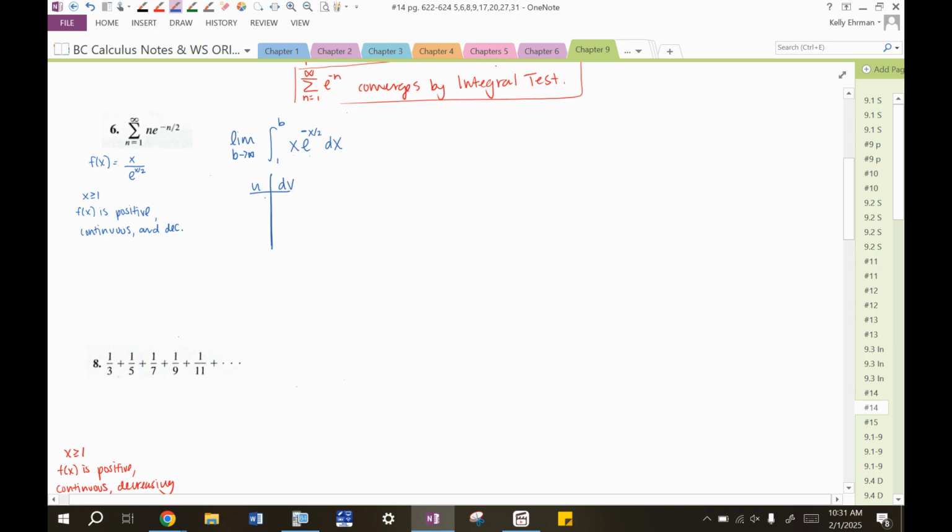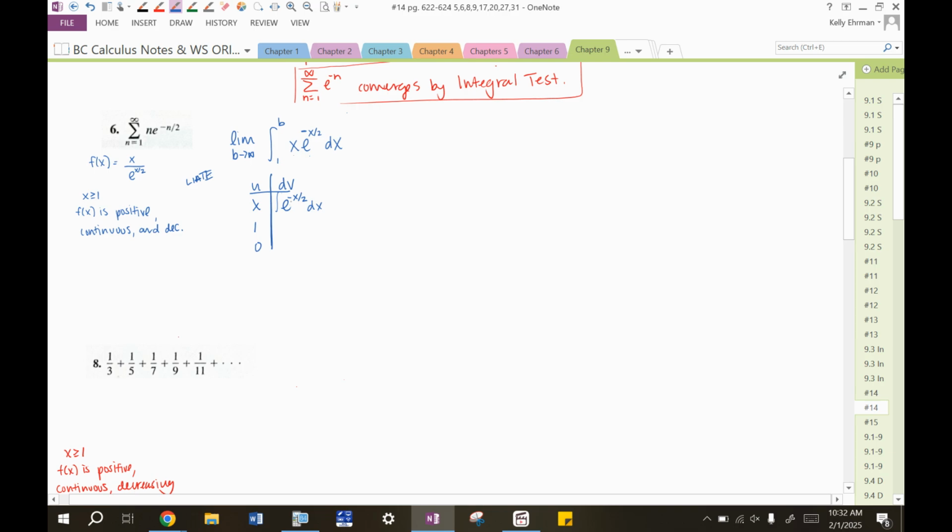So I need to let, based on LIATE, the algebraic piece be the u, and that means the e to the negative x over 2 dx will be dv. Remember, you're integrating this side and you're taking derivatives of the left side. So take derivatives of x until you get 0.